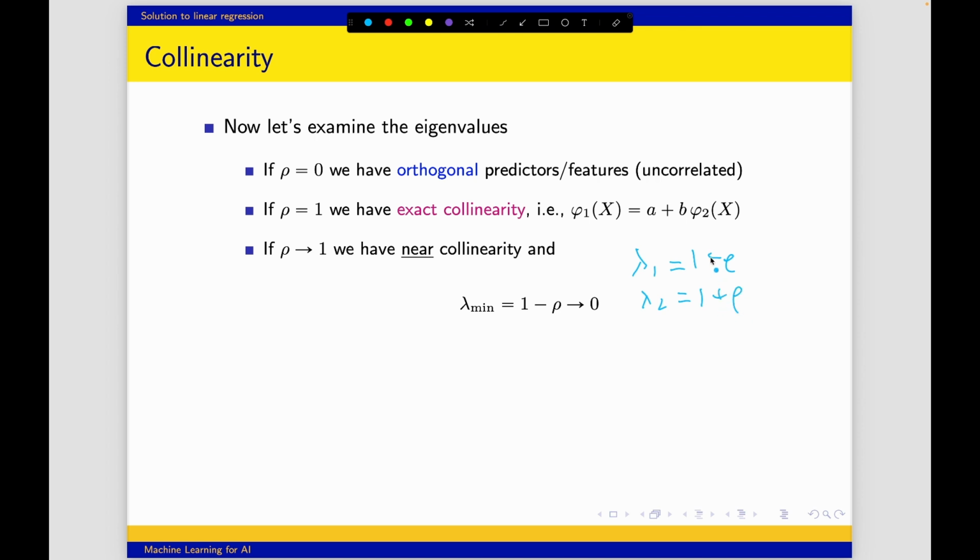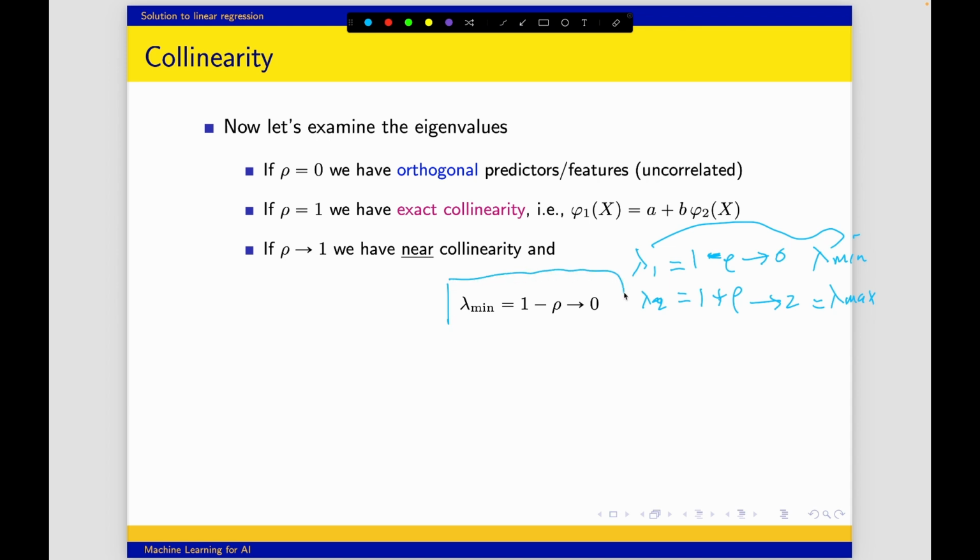and lambda 2 equals 1 plus rho. And as rho tends to 1, this is going to tend to 2, so we can call this lambda max. This lambda 2 is not 2, but it's approaching 2. It's getting closer to 2 as rho approaches 1. This one is approaching 0. We can call this lambda min, the minimum, the smallest eigenvalue, and the largest eigenvalue. There are only 2 here.